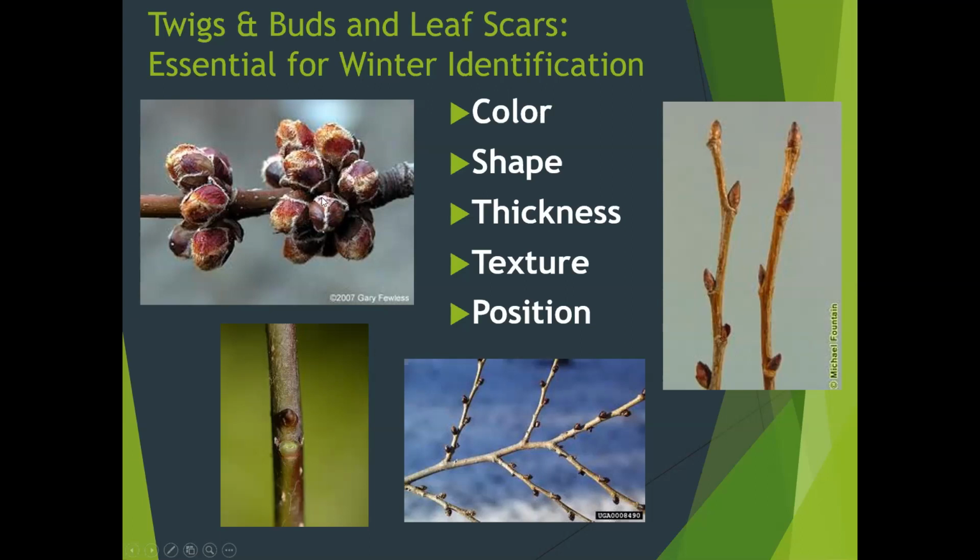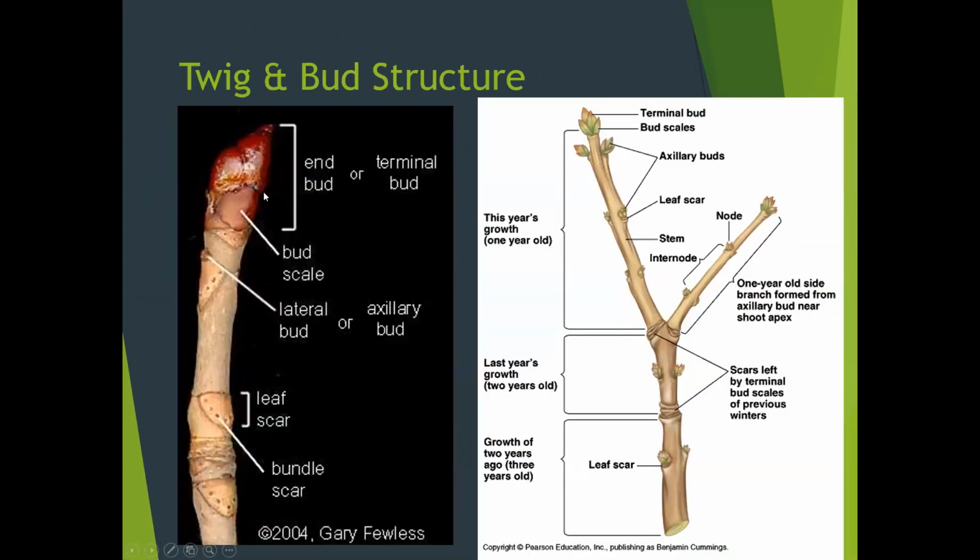So buds are either end buds or terminal buds, and they have scales, sometimes they don't have scales, but the scale protects the vegetative part of the bud. These are called lateral buds, these little ones on the side. And here's the leaf scar. So this was where the leaf was connected last year. And inside the leaf scar are the bundle scars, these little dots. This is where nutrients were exchanged from the leaf to the rest of the tree.